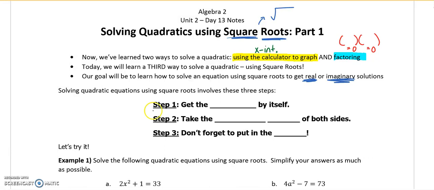Alright, there are three basic steps here for solving using a square root. The first thing is to get the square by itself. When I say square, there's going to be a part of your problem that has an x squared in it. That's the part we want to get by itself. Alright, and then to get rid of the square, once it's by itself, we are going to take the square root of both sides.